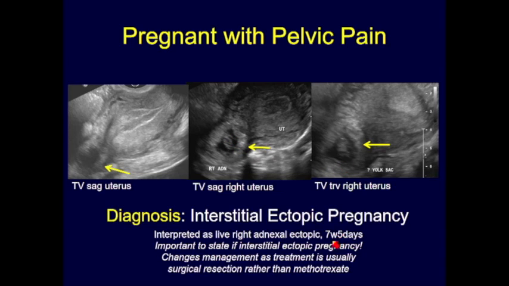Now, this was initially diagnosed or interpreted as a right adnexal ectopic. So technically, that is partially correct. It wasn't mentioned that it was an interstitial ectopic. So it's important to differentiate between the two because interstitial ectopic pregnancy is managed differently from an adnexal ectopic in the different parts of the fallopian tube. Surgical management is usually used to treat interstitial ectopic rather than methotrexate.